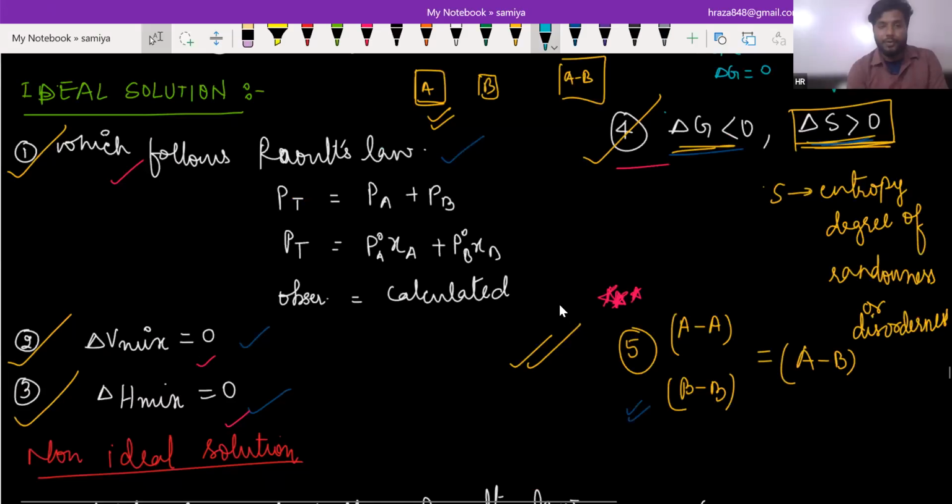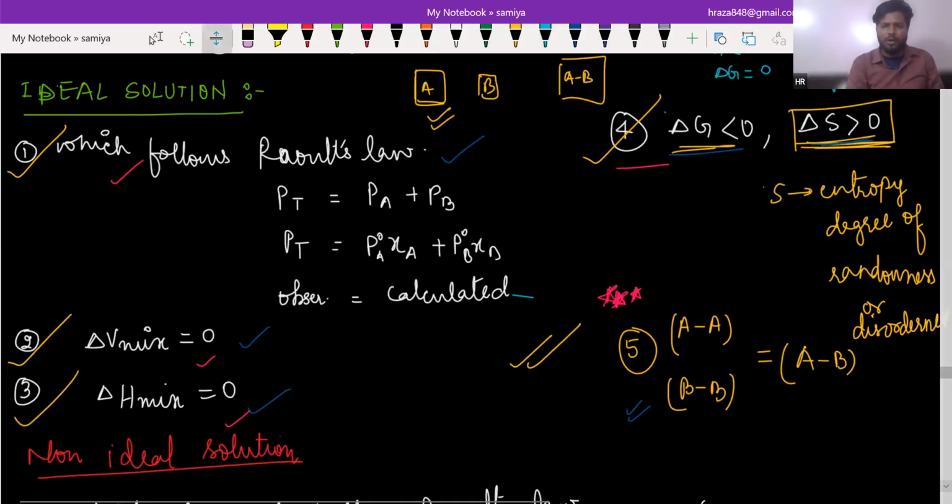See, this interaction part is very important. A is pure, that means in another container, and B is pure, in another container. The interaction between AA particles and the interaction between BB particles should be equal to the interaction between the solution particles. And in solution, we know that A and B particles both are present. This is an ideal solution. What is a non-ideal solution?